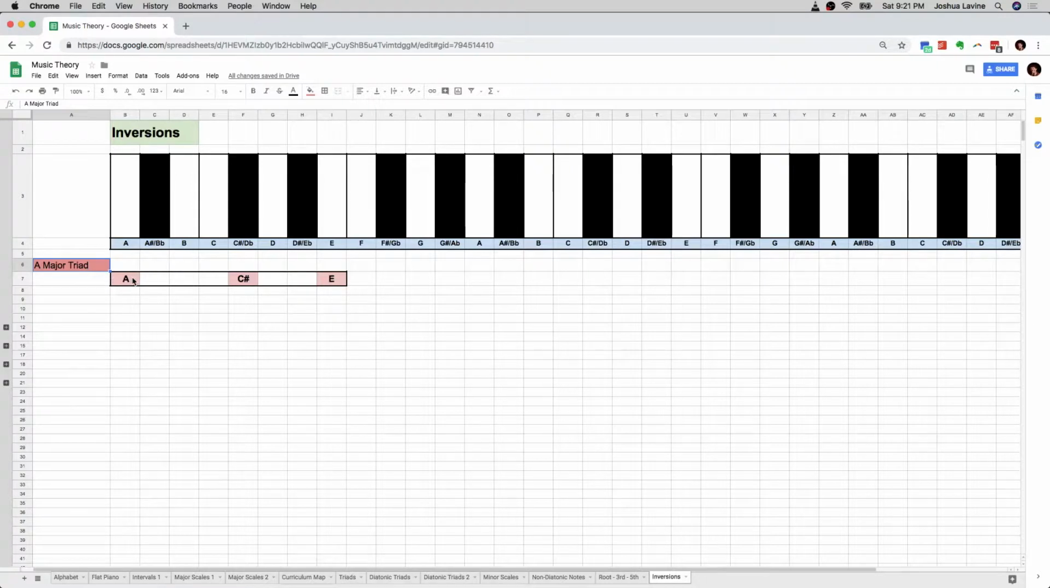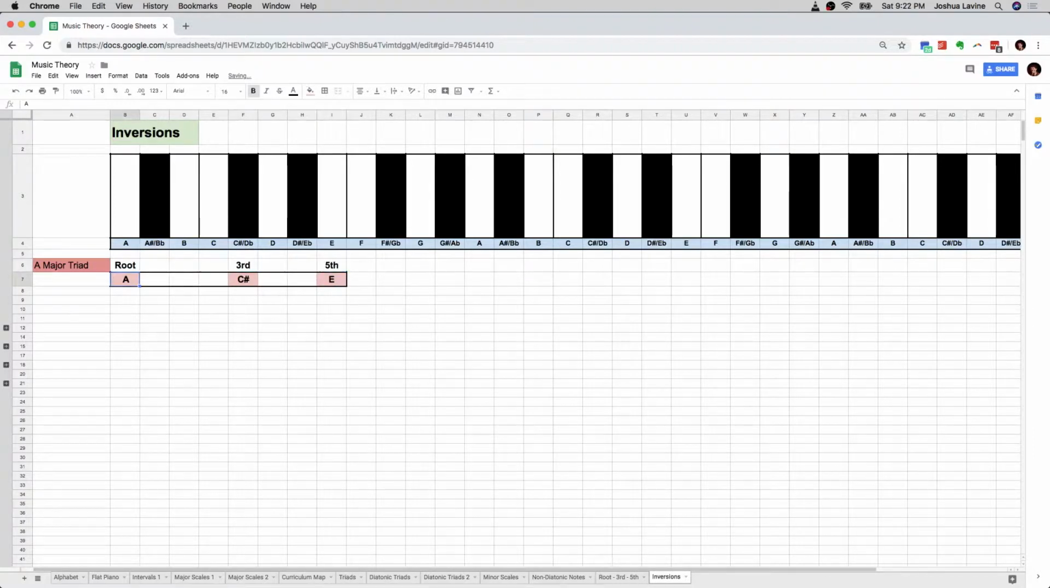We know that the A major triad is the 1, the 3, and the 5 of the A major scale, and the distance from A to C sharp is a major third. The distance from C sharp to E is a minor third. And so the notes inside the A major triad are A, C sharp, and E, and we have another language for this, which is we can call this the root, this is the third, and this is the fifth.